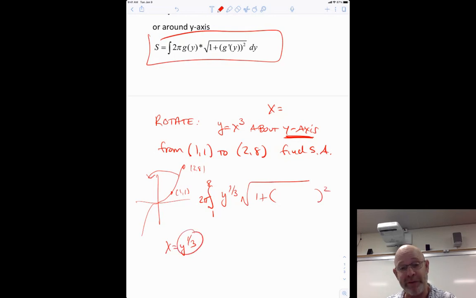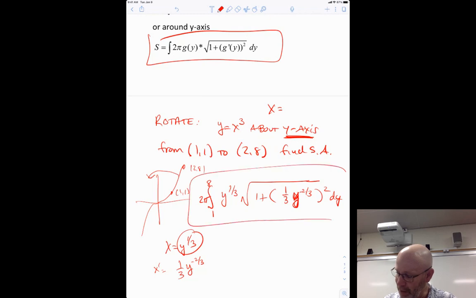So now I take the derivative of this. It's x prime in essence now, because we have 1/3 y to the negative 2/3. So 1/3 y to the negative 2/3 squared. Oh, that's y. Sorry, dy. I'm going to leave you to do the integral. The integral is not actually that hard by hand. It's meant to work out.